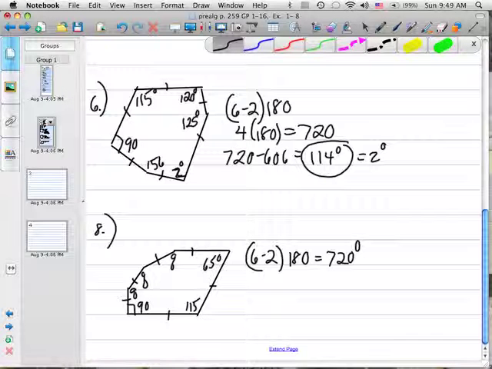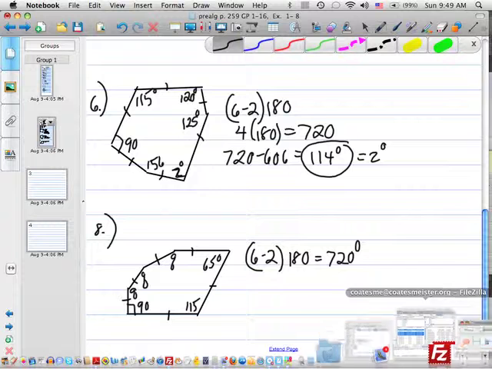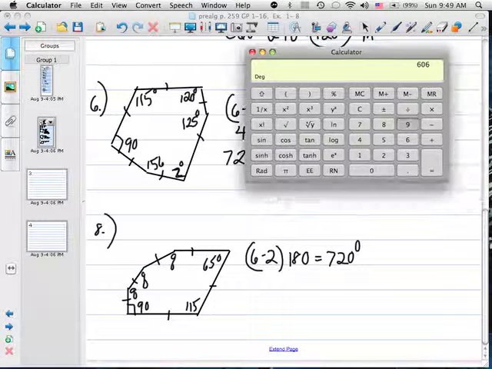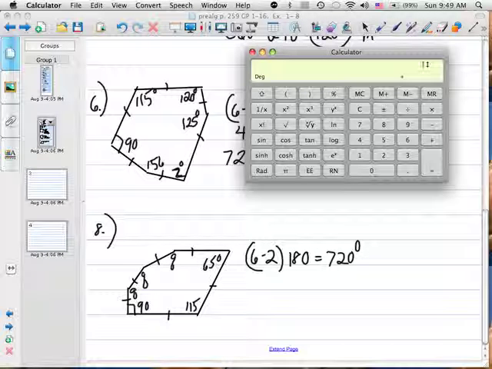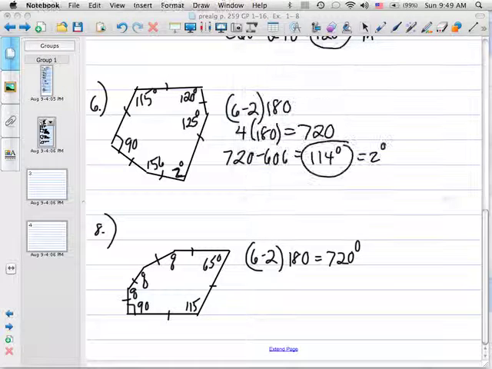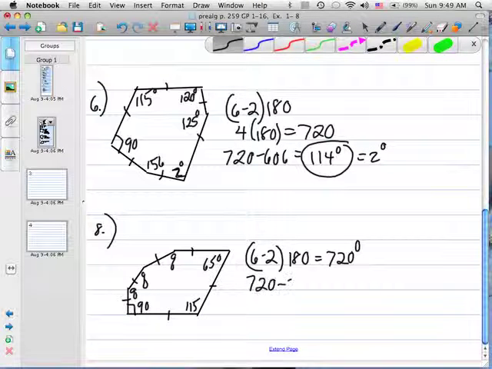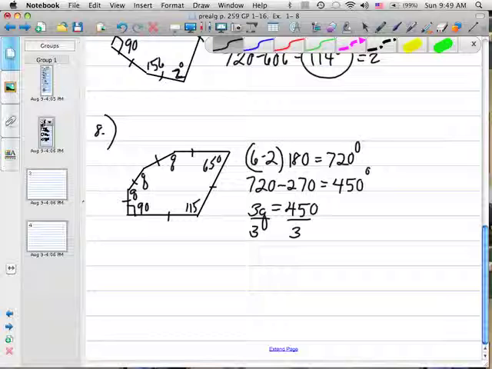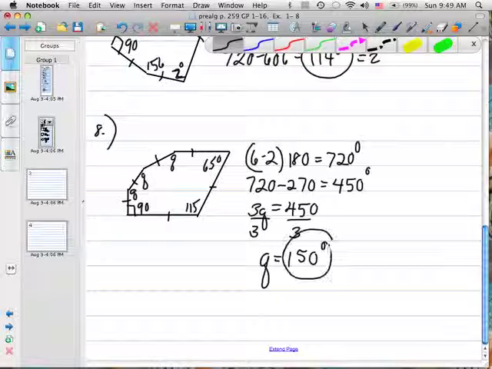So we add what we do have given, which is 90 plus the 115 plus the 65. And that gives us a total of 270. So we're going to take 720 minus 270, which is going to be 450. Now we have 3 angles, 3 Q's have to equal the 450, and we know they're all the same, so we divide by 3, and we find out that each angle Q has to be 150 degrees.